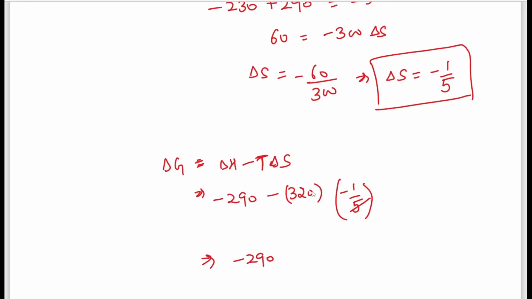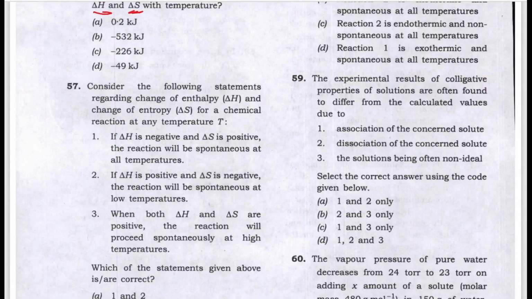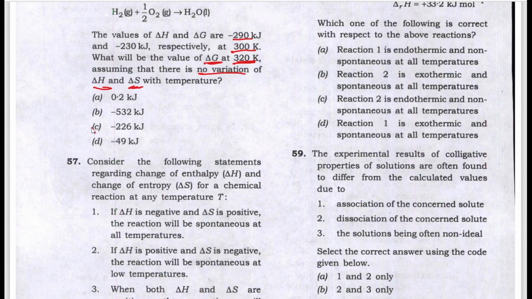This will be 64 minus minus plus plus 64. Okay, this will be minus 226 kilojoule. So this is the final answer: change in Gibbs energy is minus 226 kilojoule. Okay. So in this question, our correct answer is C.